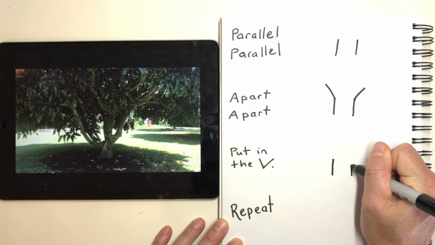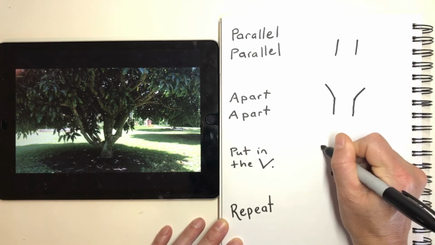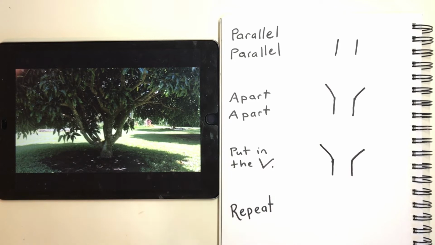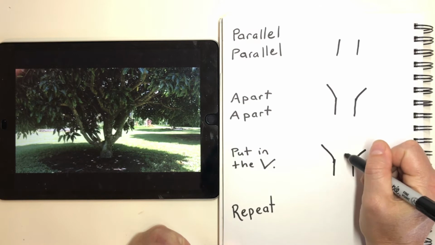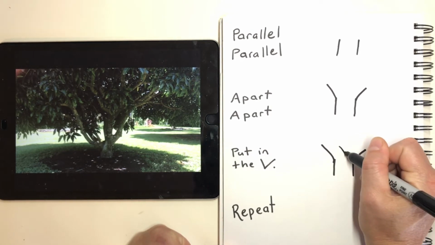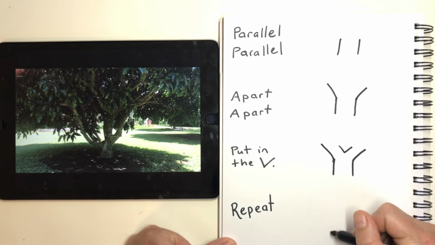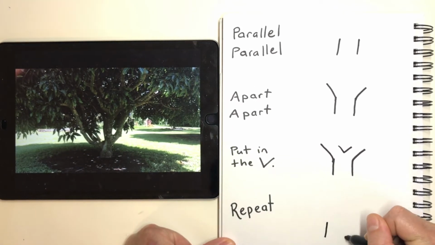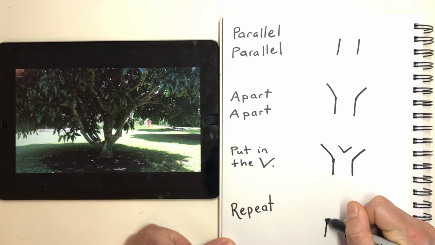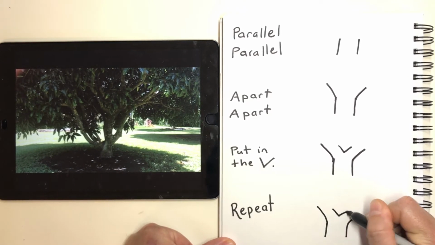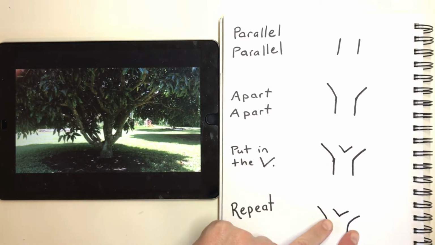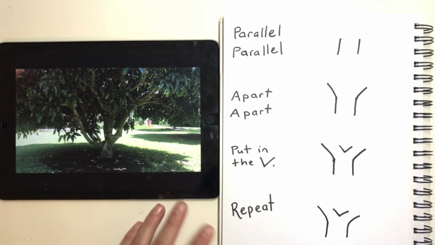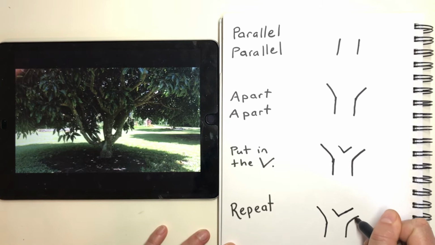Parallel, parallel, apart, apart. But then we have the next step, which is when we put in the V. See how there's this space in the middle? There's a V that goes right there. Once you've put that V in there, we have two new sets of parallel lines. Can you find two lines that are going the same way that way and the same way that way? When you see those, that becomes our new parallel, parallel.